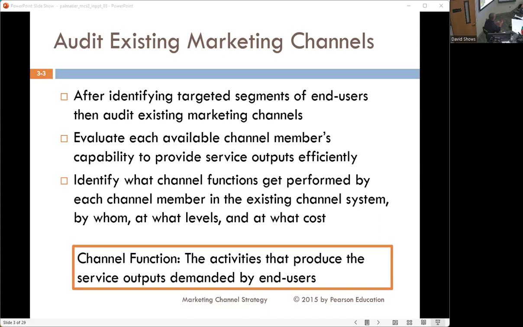So let me break down by who, at what levels, and what costs. By whom is, who are the members in the channel environment in which you're working? Of the 9 channel functions, do you have 9 members that do all of that work? Are they all specialized? At what levels means how important are those members? What value do they bring to the channel environment? And then finally, at what cost? Which means, what do we have to give up for it?